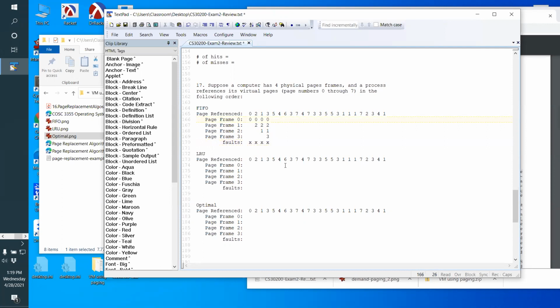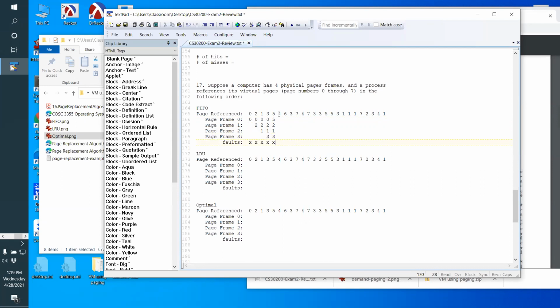Okay, now we've got to kick somebody out. Memory's full. We want to bring in 5. Okay, who's been in memory the longest? We're using first in, first out. 0 was the first in, so we're going to kick him out and replace him with 5. And 2 stays there, 1 stays there, 3 stays there, and that was a page fault.